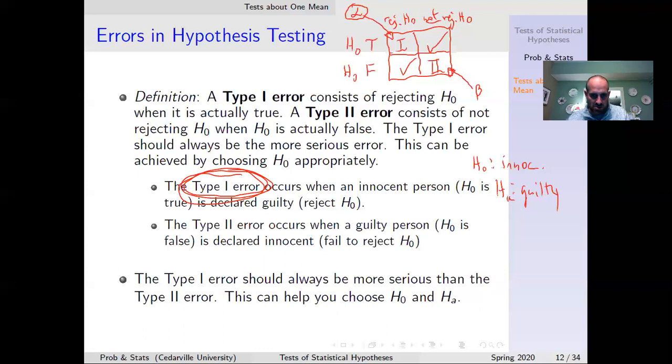Type 1 error is always more serious than the type 2 error. This can help you choose the null and alternative hypothesis, okay? So that's how you can control how often you're making the type 1 error, by formulating the null and alternative hypothesis appropriately. Most of the time, for instance, in that case we were talking about earlier with some product that was averaging 1,000 hours of life before, the null hypothesis is that the mean is still 1,000.